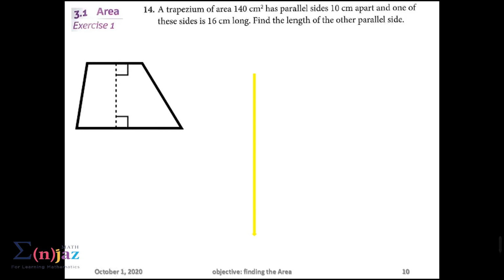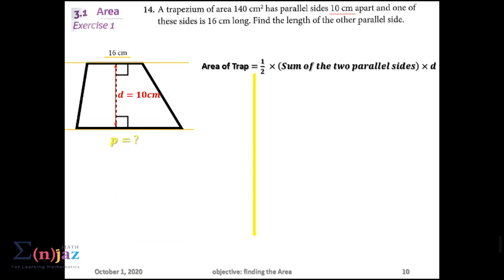First thing, you must write the rule of finding the area of a trapezium. Area of a trapezium is equal to half times, in brackets, the sum of the two parallel sides, close the bracket, times the vertical distance between the two parallel sides. And that is the rule.